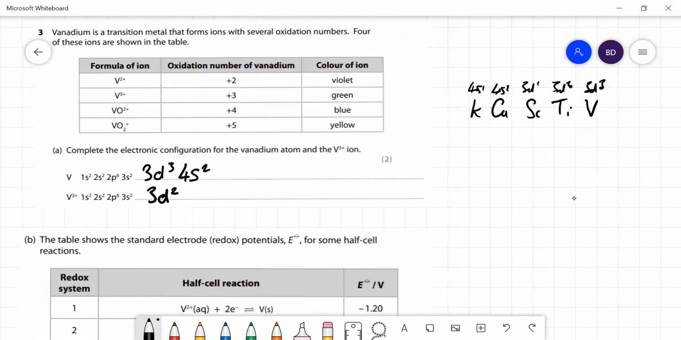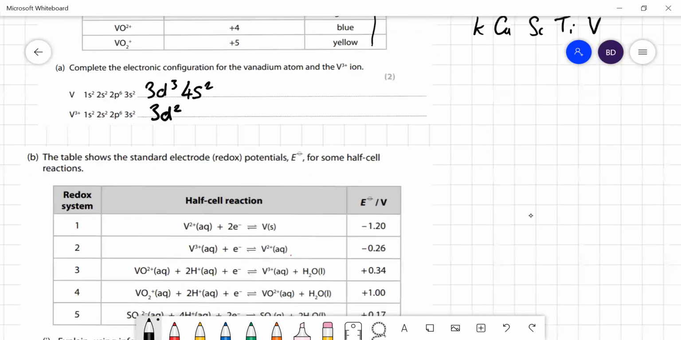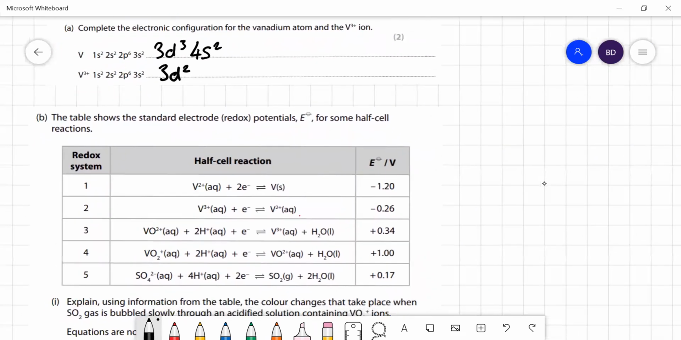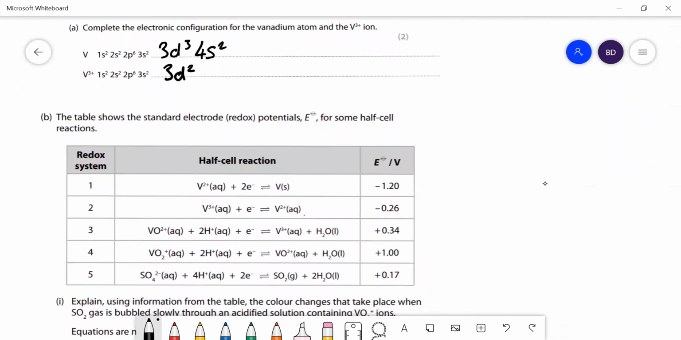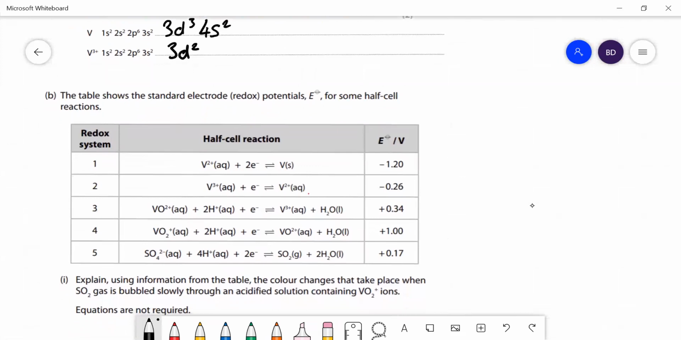Right, and we need to know the colors of these things for later on. It's going to ask us about that. The table shows the standard electrode redox potentials for some half-cell reactions. Now, first of all, this is another strange thing they've done here: all of these ones are in order, starting off with a negative, a bit more positive, but then this one is out of sequence, and they don't normally do that. They usually put it in the right place, but they haven't. Again, okay, so we have to be careful there.